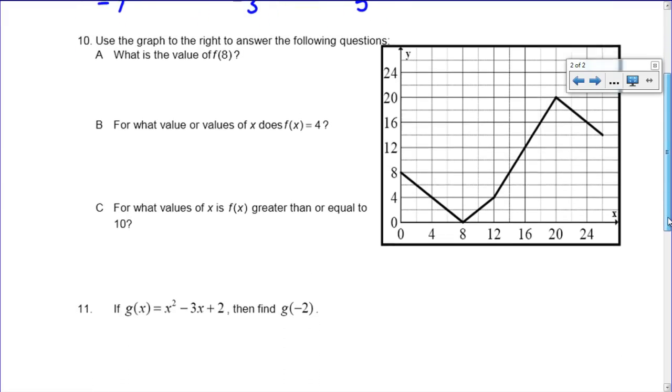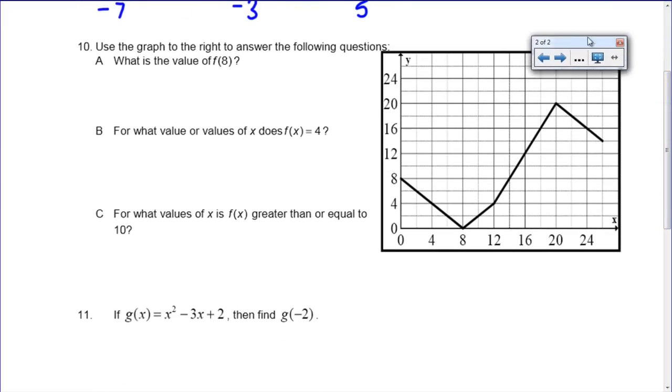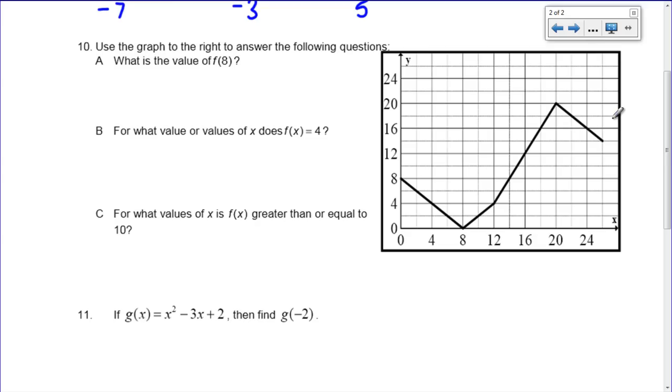Now number 10 here, these are probably the easiest way to answer questions about functions, if you're given a graph. You just have to remember what everything means. So we're going to use this graph to answer these questions. A says, what's the value of f of 8? If you'll remember, f of x is our function notation, and in f of 8 I've replaced the x with an 8. So I want to know where x equals 8. So I'm going to look at my graph over here. This is the x-axis.